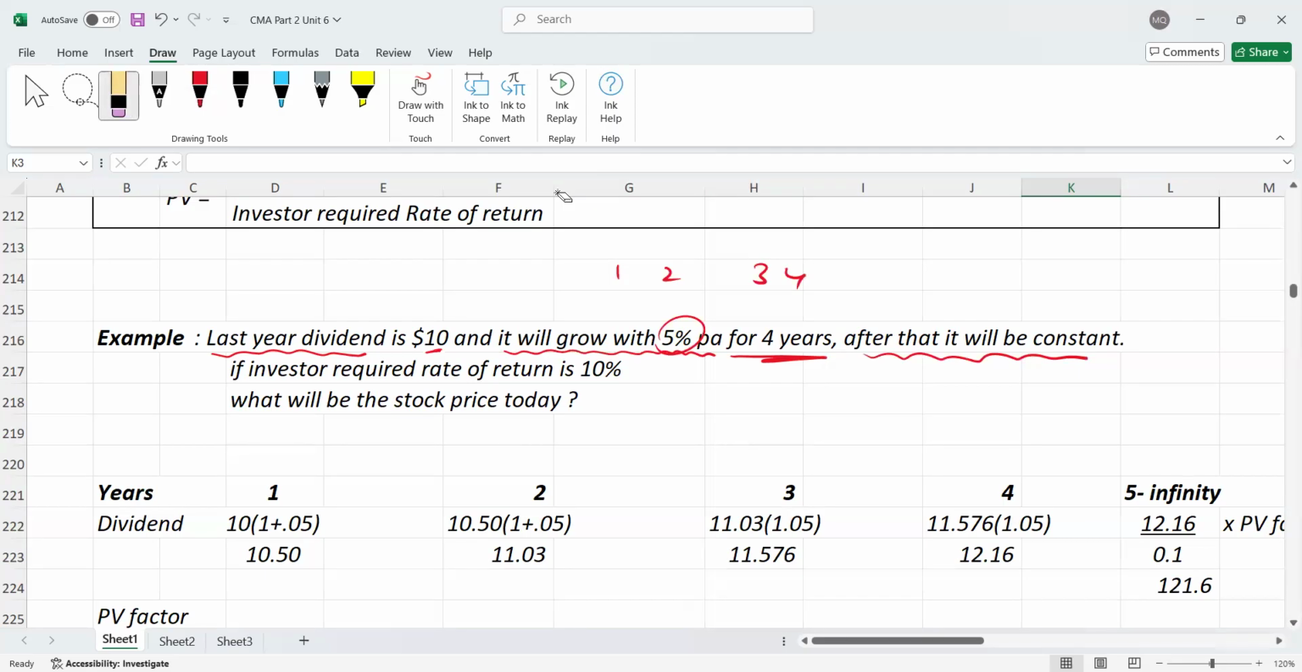Now, what will be the change? I'm going to show you what will be the change. Again, investor required rate of return is now 10%. And we have to calculate stock price today. So how would you work?